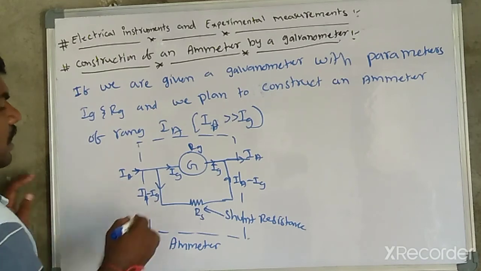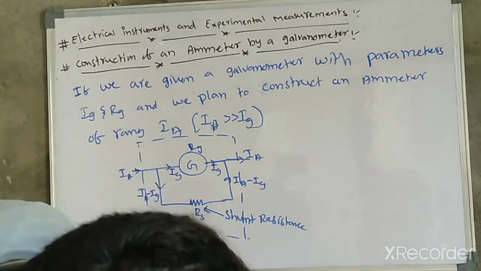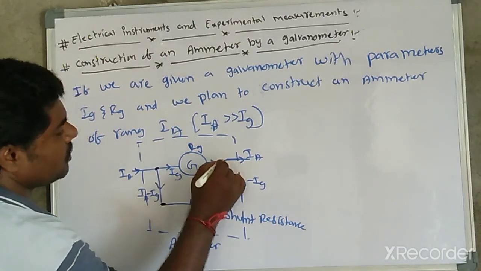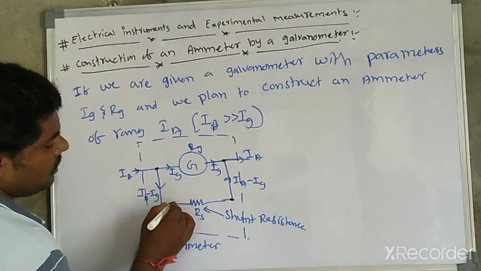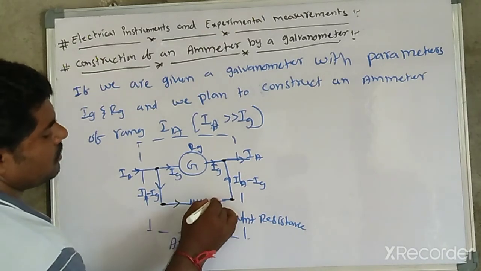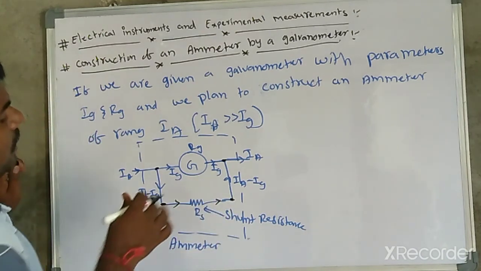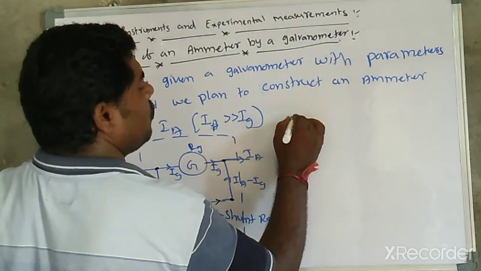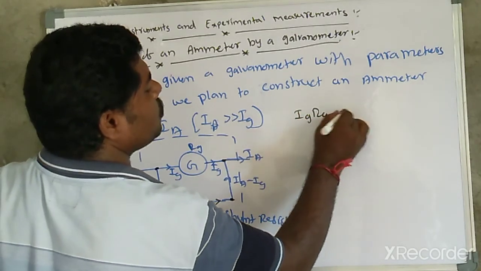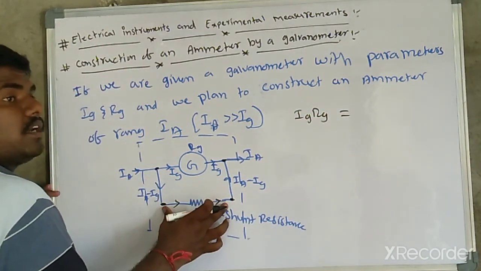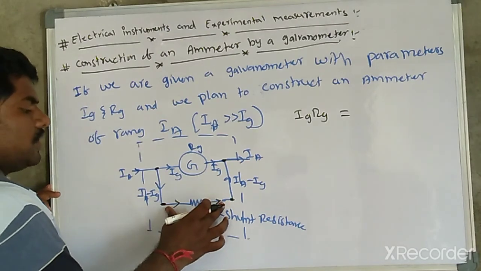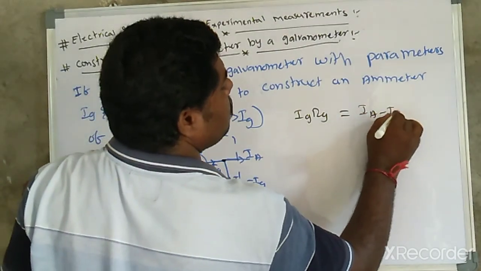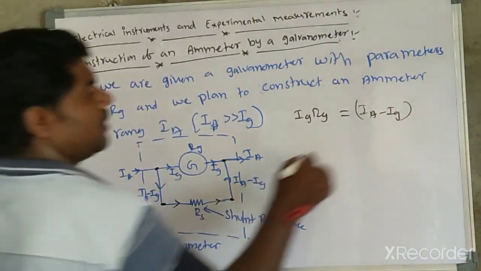So here let us consider this point. Here the potential across and here the potential across both are the same. Here the current is moving like this, and here the current direction is like this. Across the galvanometer, the potential Ig into Rg should be equal to the potential across the shunt resistance. The shunt resistance current is Ia minus Ig, so it is (Ia minus Ig) times Rs.